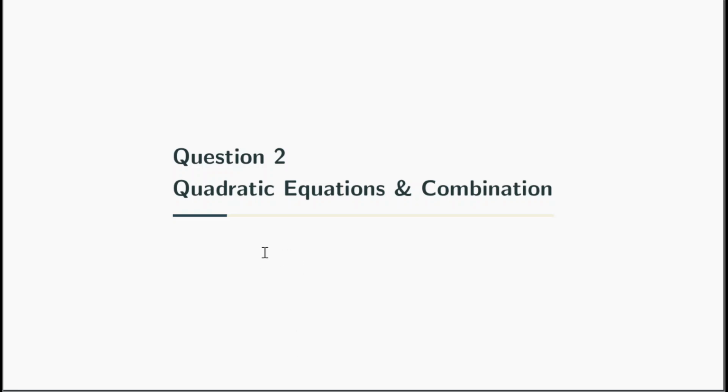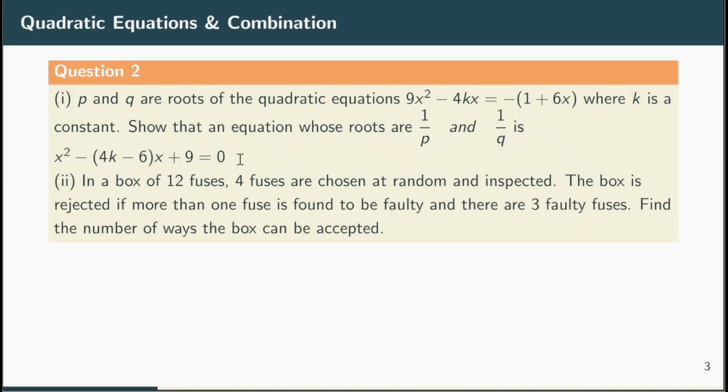Now let us look at question 2 in that same mock examination 2025. So the question is a question on quadratic equation again and combination. And the question reads, p and q are roots of the quadratic equation 9x squared minus 4kx is equal to negative 1 plus 6x, where k is a constant.